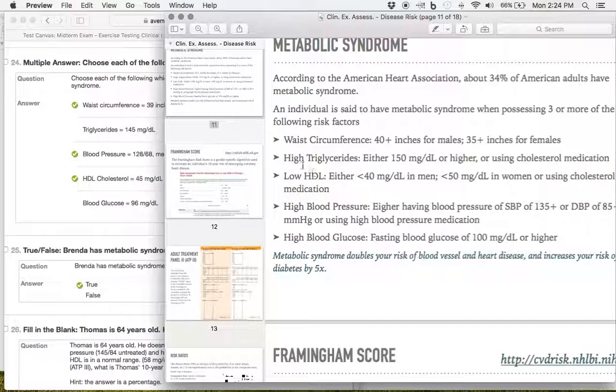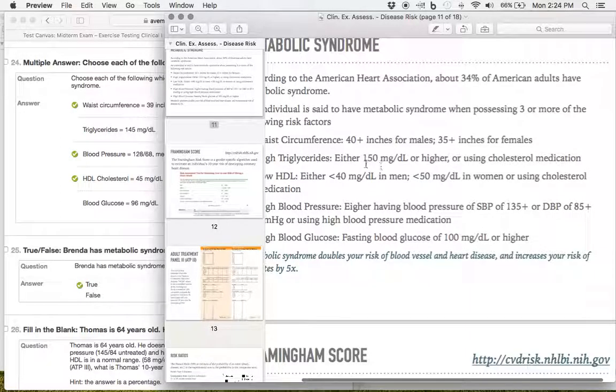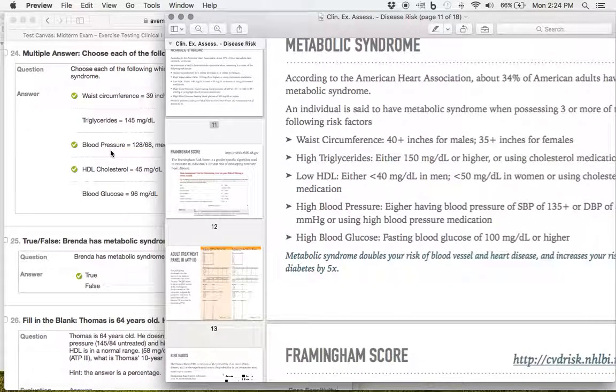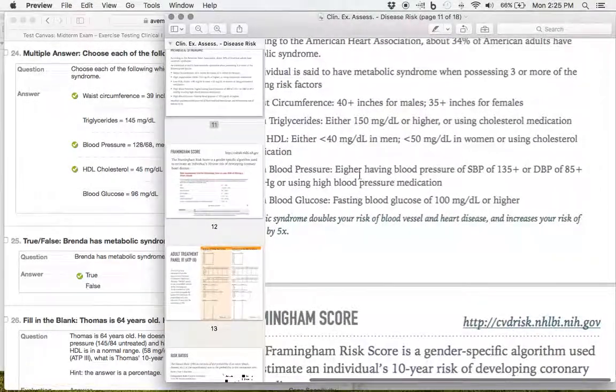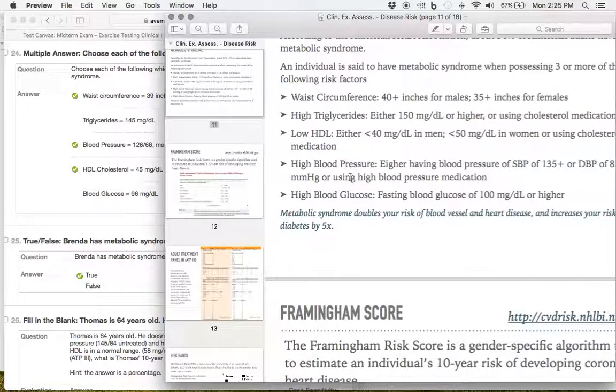Triglycerides, 145. Her triglycerides are under that threshold of 150. Her blood pressure is 128/68, but it's also medicated. Having high blood pressure, systolic of 135 or above, that doesn't match. Diastolic 85 or above, now she's below that too. Or using high blood pressure medications, she's medicated, automatic check next to it.